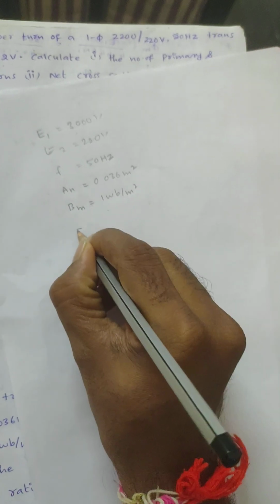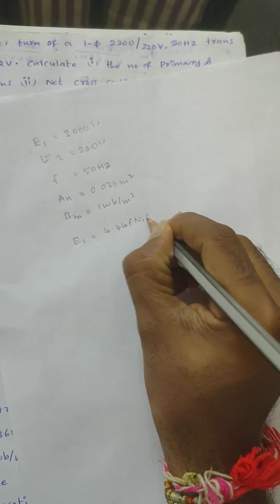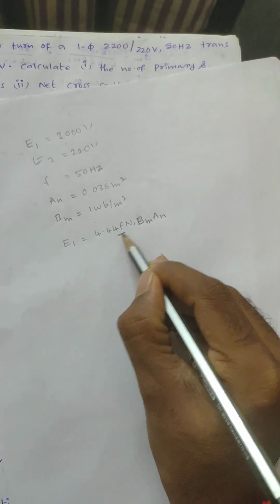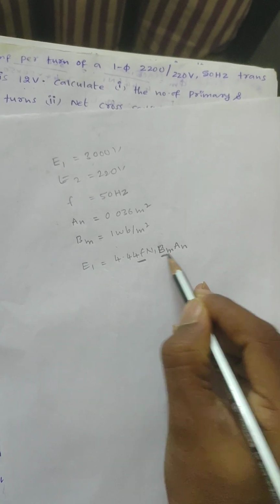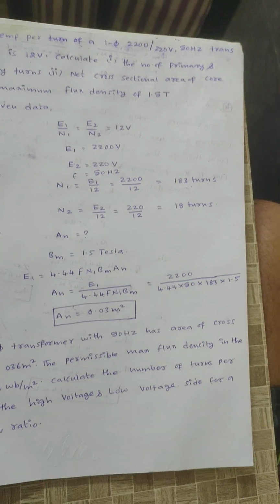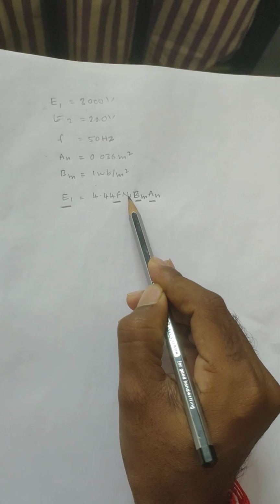Already we know that the EMF equation of a transformer is E1 equals 4.44 f N1 phi m, where phi m is nothing but Bm into An. See here, the f, Bm, An and E1 values are known from this given equation. Then I can easily calculate the number of turns on the primary limb and secondary limb. From this equation, first calculate N1. Similarly, E2 equals 4.44 f N2 Bm An, and from that equation you can calculate the N2 value. In this way you can solve the problems. Thank you all.